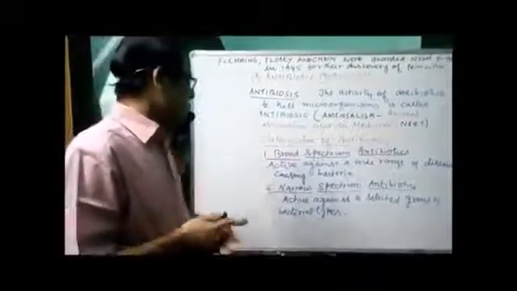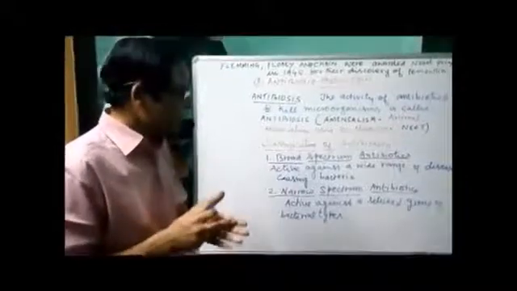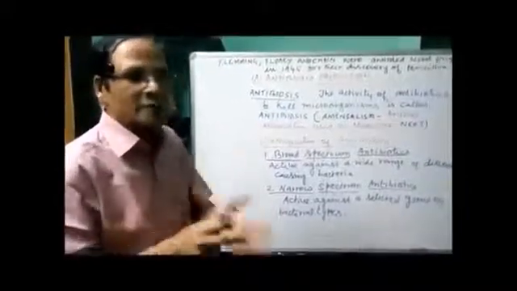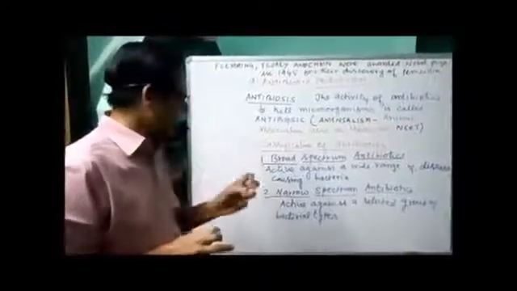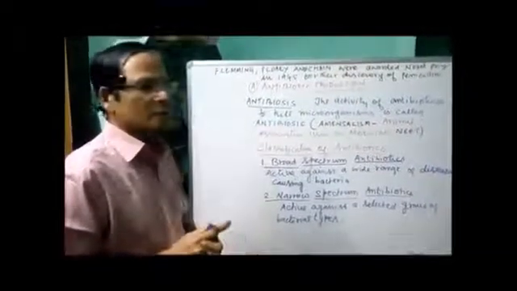The narrow spectrum antibiotics are normally active against a selected group of bacterial types, not against many bacteria, only a selected group of bacterial types. This is about the classification.